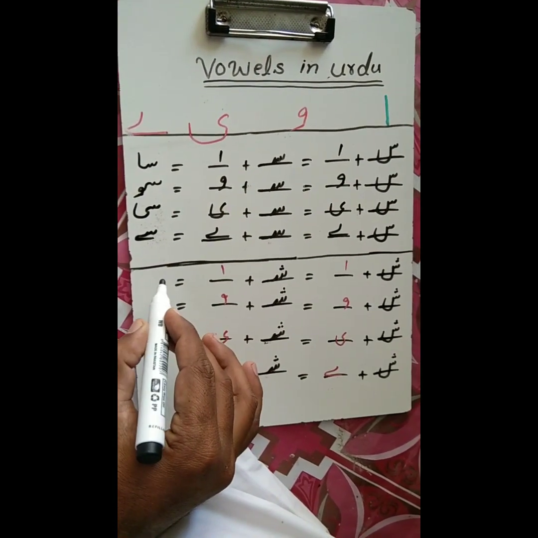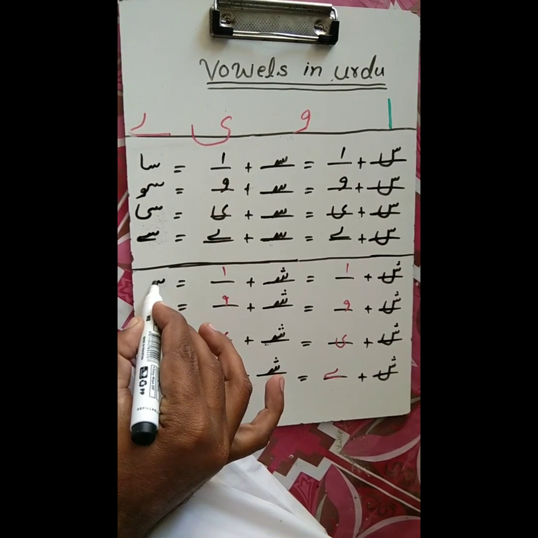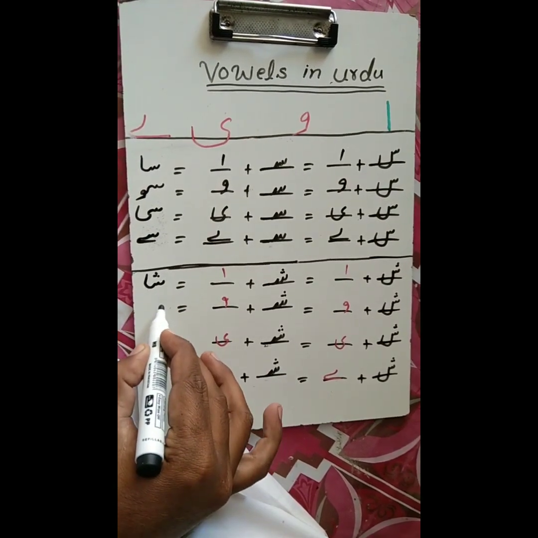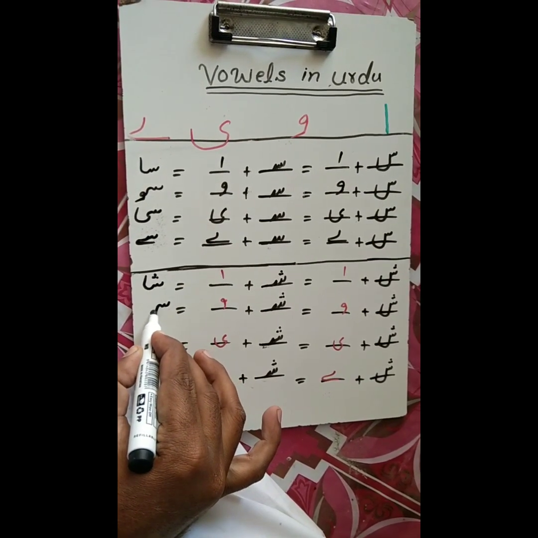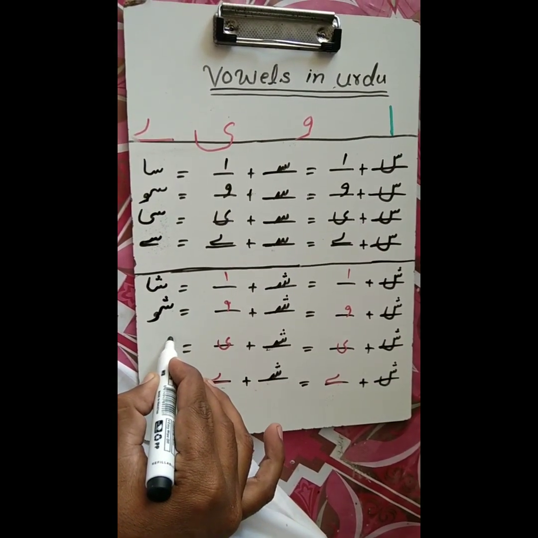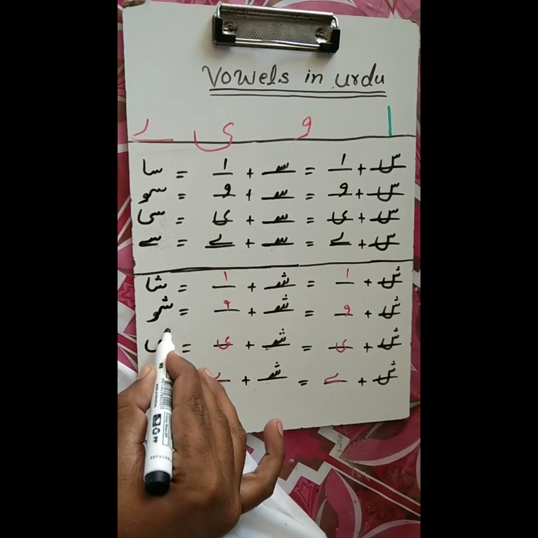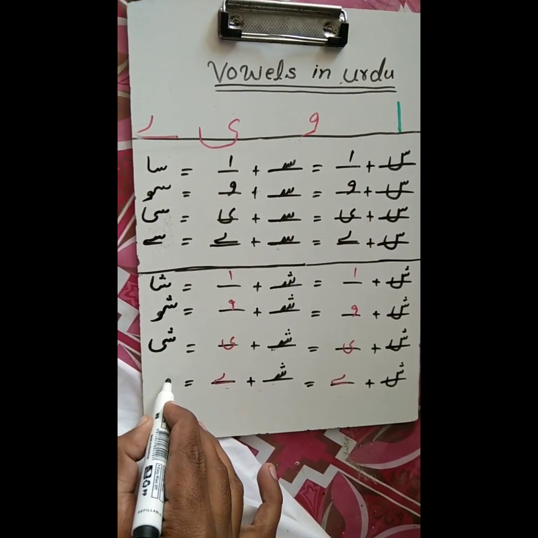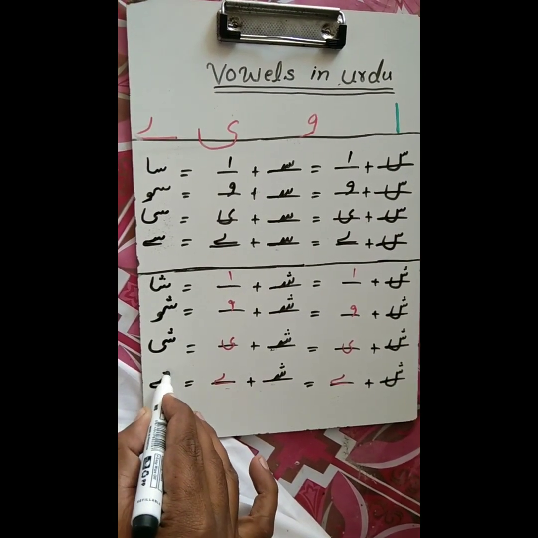Next word is sheen. When you combine with alif, we get sheen alif, sha. When we combine with wa, we get sheen wa, sho. When combined with choti a, we get sheen choti a, she. When we combine with badi a, we get sheen badi a, she.